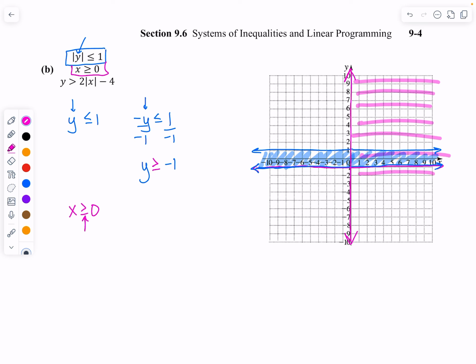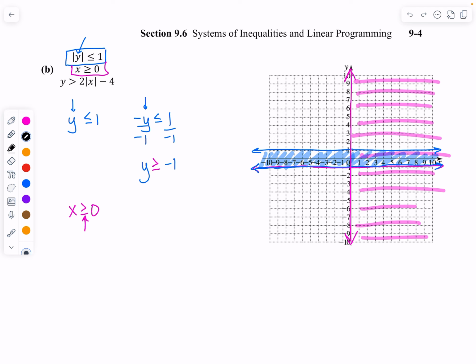Okay, if you don't just automatically know that, that's okay. Just pick a point, right? Just pick any old point. Whatever that is, that looks like 5, -4. And put it in there. Is 5 greater than 0? It is. So I'd shade on that side.